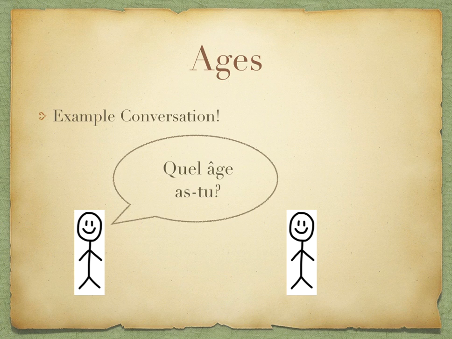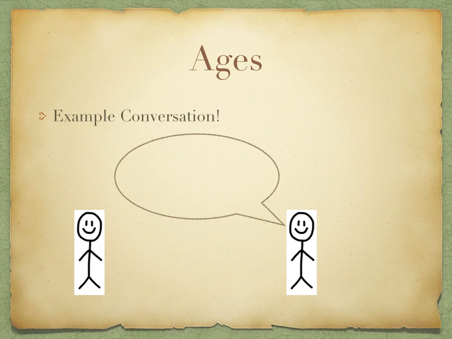You should have asked, quel âge as-tu? Or possibly, tu as quel âge? Those are the only two possibilities here. Quel âge as-tu? Or tu as quel âge? And how will Bob respond? So maybe Bob is 14, so he says, j'ai 14 ans. And now you know that Bob is 14 already.